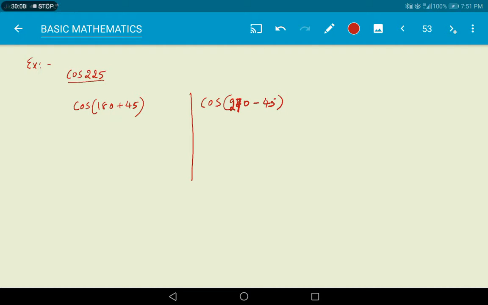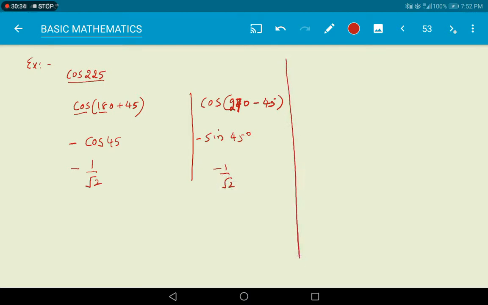So cos of 180 plus 45, which quadrant is that? Third quadrant. In the third quadrant the cos function is negative, so minus cos, no change in the function, so minus cos 45, so minus 1 by root 2. And this, 270 minus 45, is also in the third quadrant, it becomes a sine, so minus sine 45 degrees, therefore minus 1 by root 2.